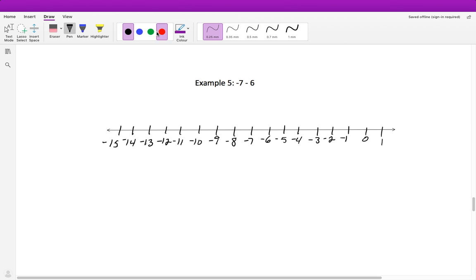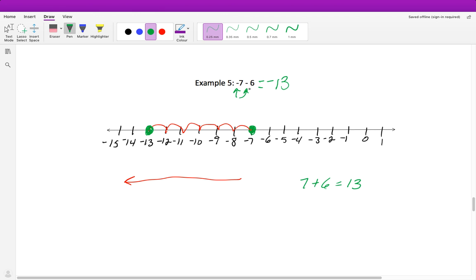Right, so negative 7 minus 6, well, we can start at this negative 7. We are subtracting 6, so we're moving to the left 6 units. 1, 2, 3, 4, 5, 6. So I know that I'm finishing at negative 13, so this is equal to negative 13. Well, we could have done 7 plus 6, which is 13. And since we know we're starting at minus 7 and we're moving 6 more, we know we're going to finish at a negative. So we could have just said, well, negative 7 minus 6 is equal to negative 13.